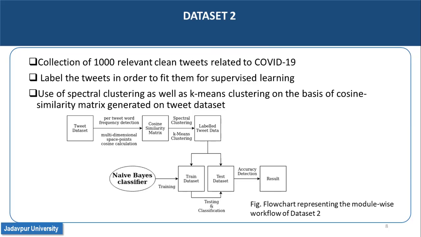Two kinds of clustering have been done. First of all, the cosine similarity matrix has been generated on the tweet dataset, and then two kinds of clustering have been done for the labeling. Spectral clustering has been done, and also k-means clustering, and then the tweet data has been generated, and then a naive Bayes classifier is used for training and testing. For the trained dataset, the naive Bayes classifier has been used, and after that the accuracy detection, etc., has been done in the result part.